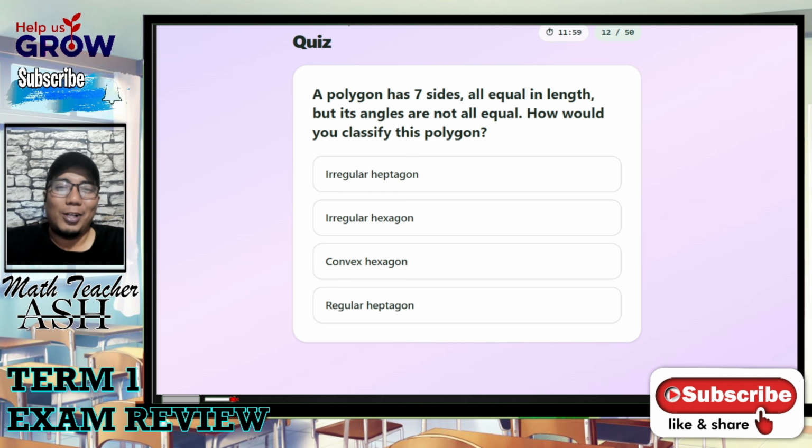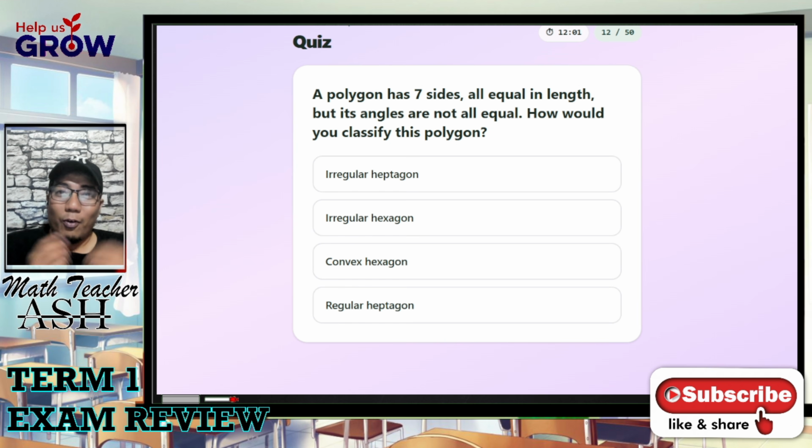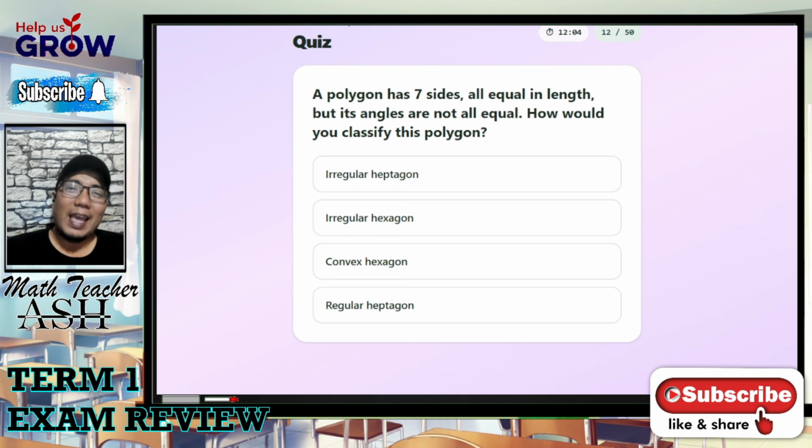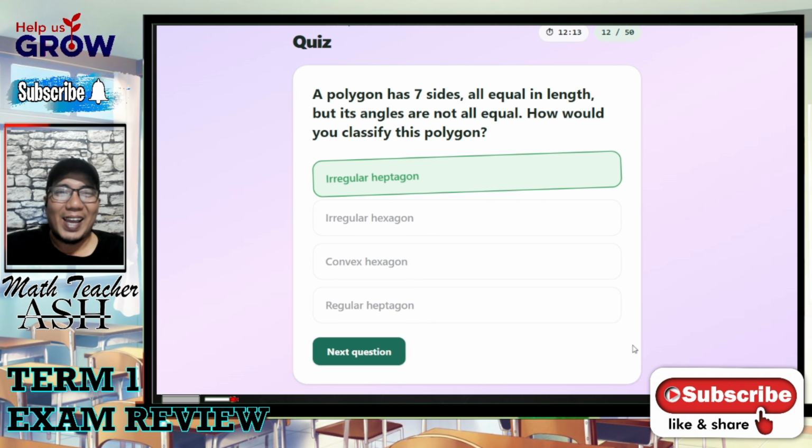Alright, my dear math learners, the correct answer for this one, for having 7 sides, that is heptagon. But since the angles are not equal, then it is an irregular heptagon. Let's check whether we are correct. Easy, right? Now let us go to the next question.